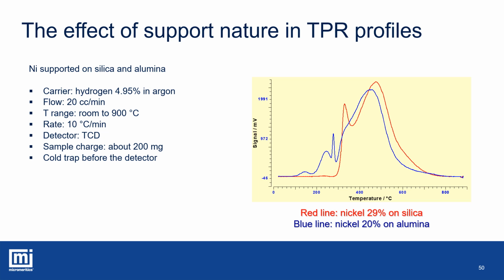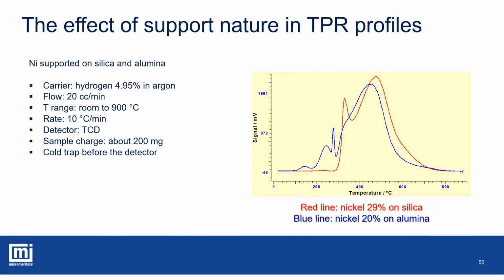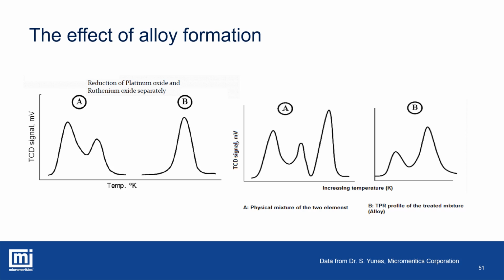Also, alloy formation can be put in evidence by TPR profiles. Two catalysts based on platinum and ruthenium show different TPR profiles, platinum giving 2 peaks while ruthenium 1 peak at higher temperature. By analyzing with the TPR a physical mix of the two, we obtain a TPR profile where each compound maintains its characteristic reduction temperatures. But in presence of a bimetallic catalyst with these two metals, the TPR profile changes, putting in evidence the formation of an alloy.